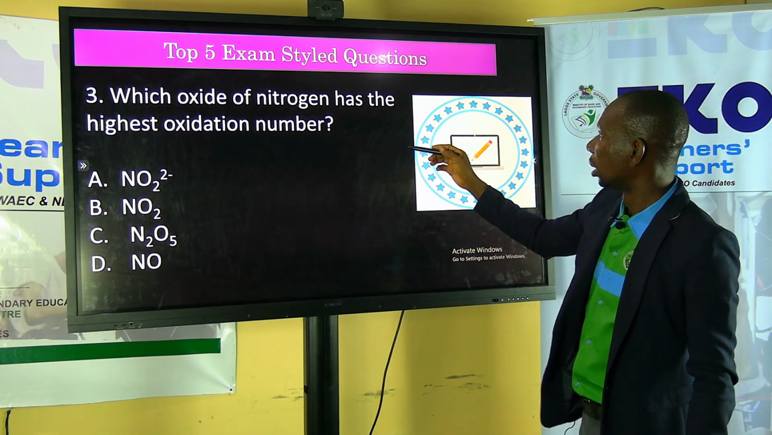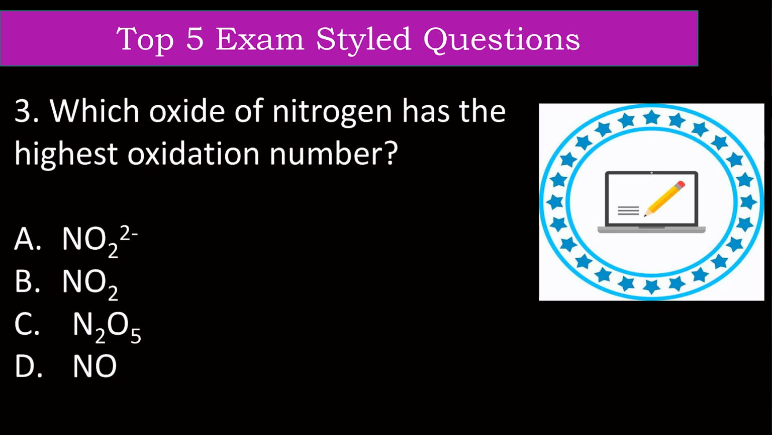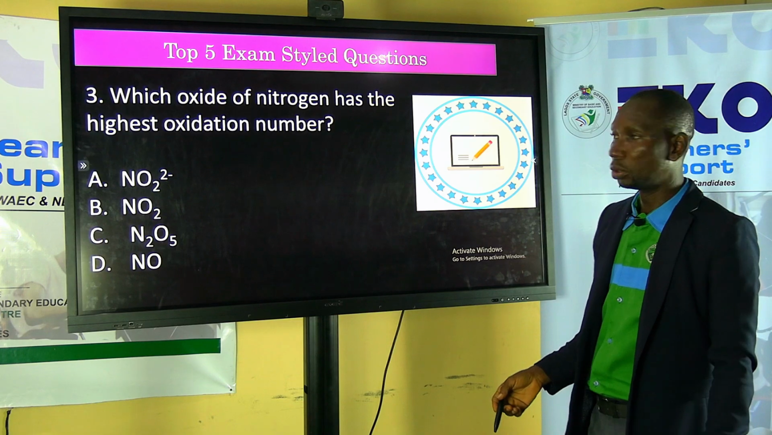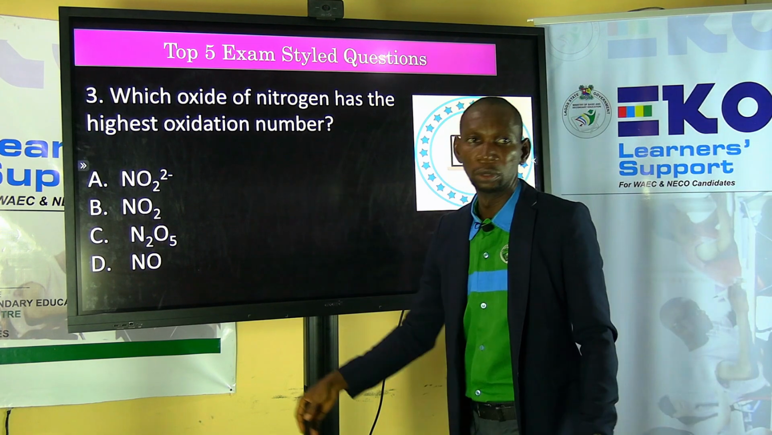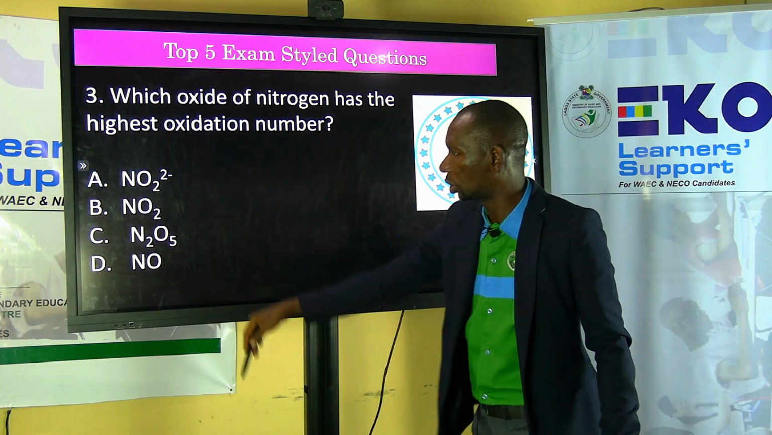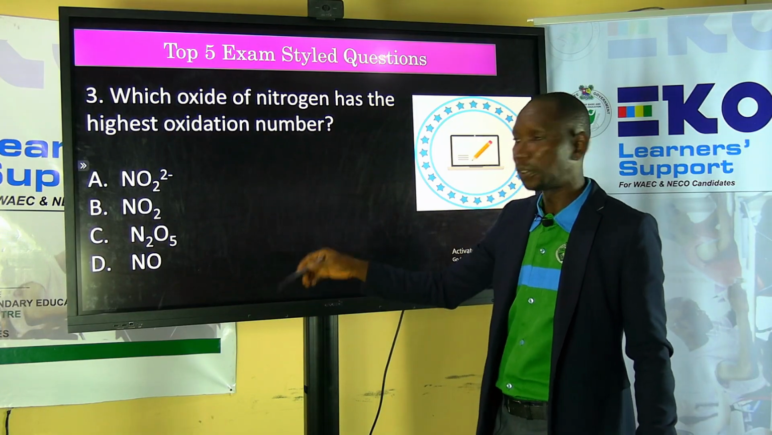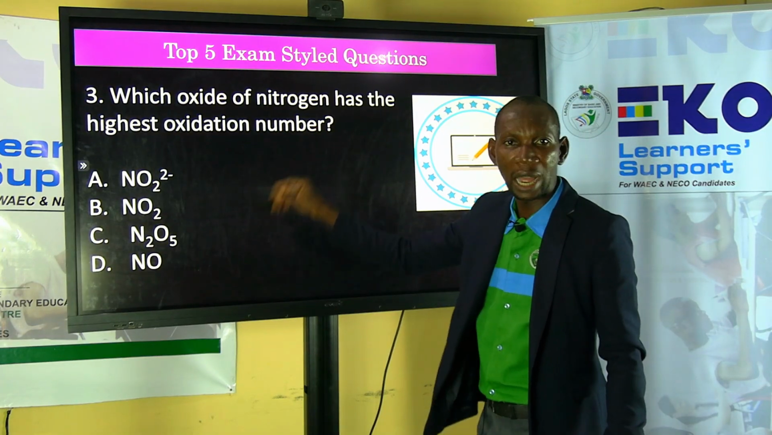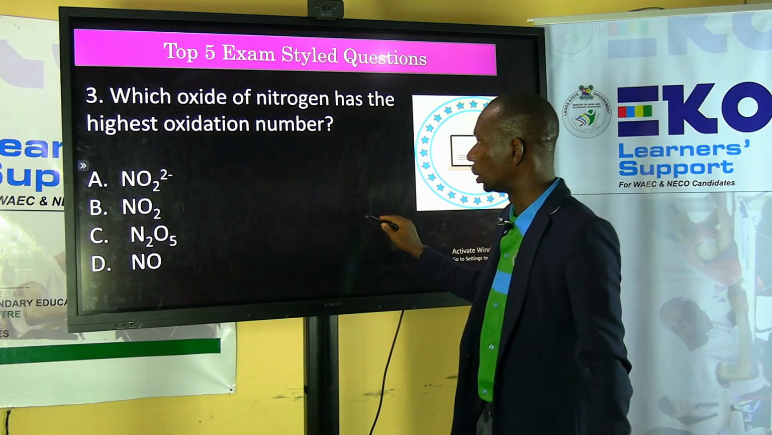Which oxide of nitrogen has the highest oxidation number? So this means that you have to work out the oxidation number of each of these compounds and find which one has nitrogen with the highest. So let's quickly do that.